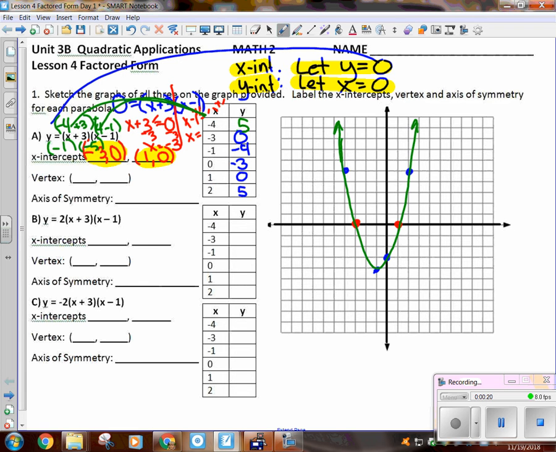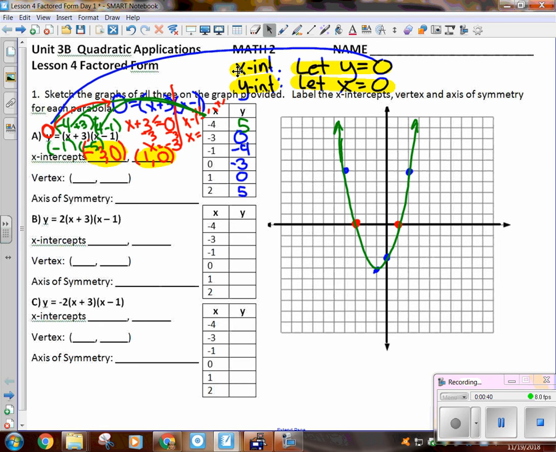We actually got those by letting the y value be 0, and we basically factored. This was already factored, and we split and we solved it. So I ended up with x plus 3, which would give me -3, and we had x minus 1, which would give me +1. So -3 and +1 are the x-intercepts.